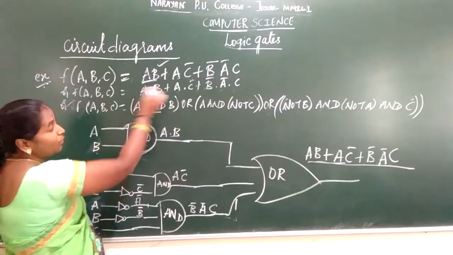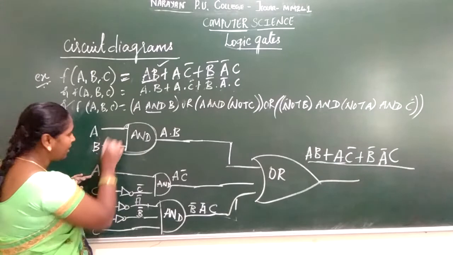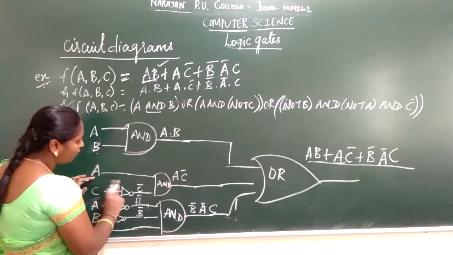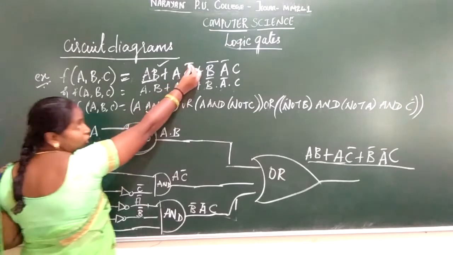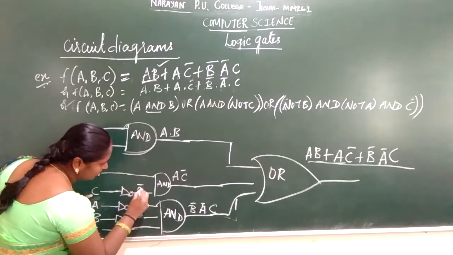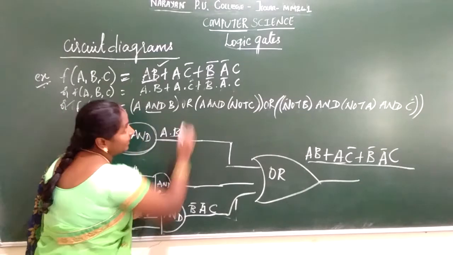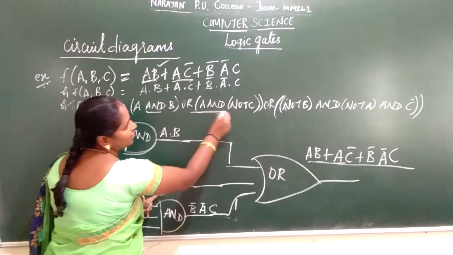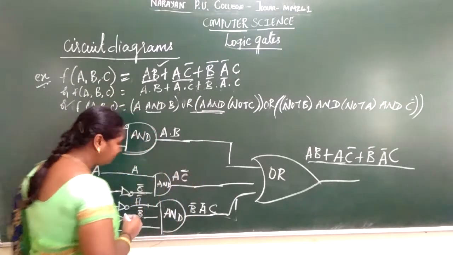Next, my next term is AC bar. So I have taken A, and directly you can take C. In order to avoid confusion, I have taken A, C. C is being complemented, so use a NOT gate. So this becomes C bar and this becomes A. The output of this I have used an AND gate, since it performs a multiplication. So I have used an AND gate, that becomes AC bar.